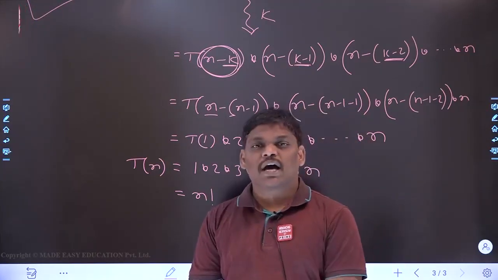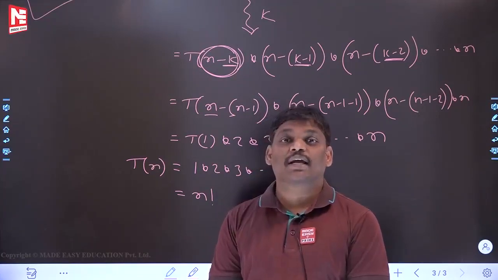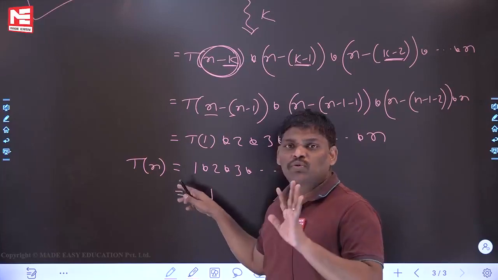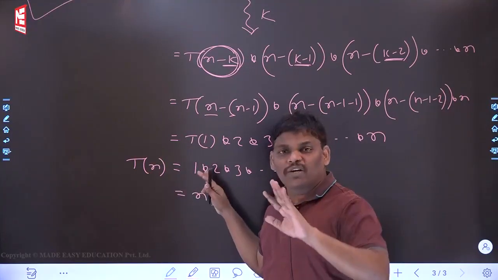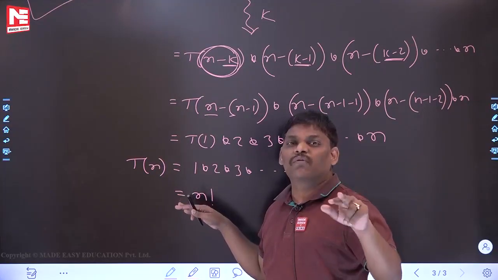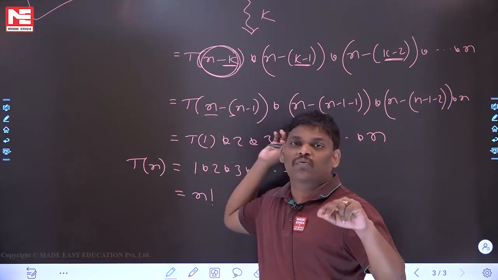This n factorial, is it the upper bound or lower bound or exact? Exact. What is the reason? There is no big O until now. There is no omega. There is no theta. T(n) is n factorial. It is the exact answer. If anyone asks you this problem, what is the actual answer?